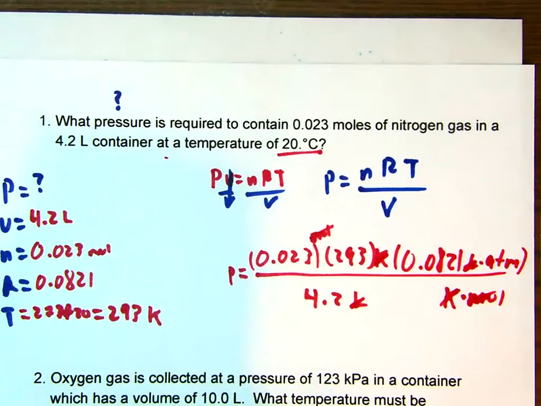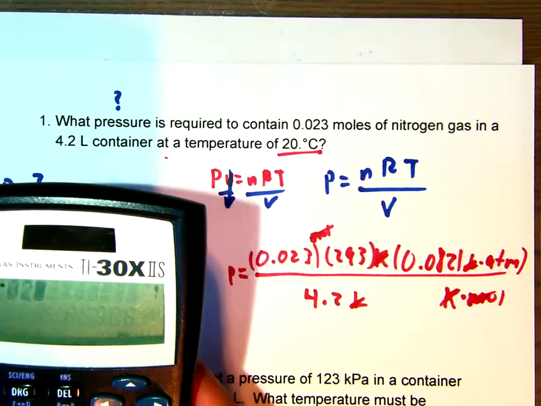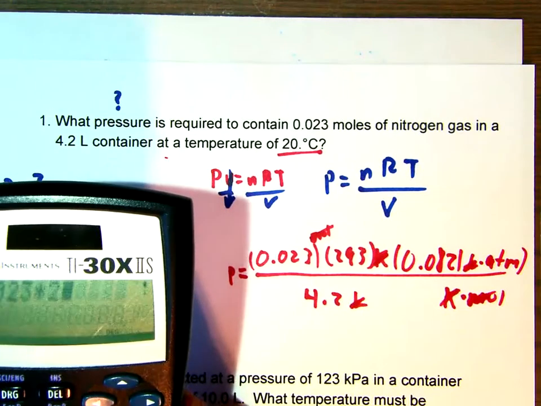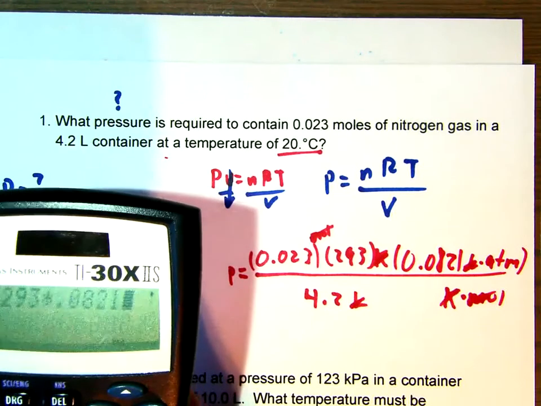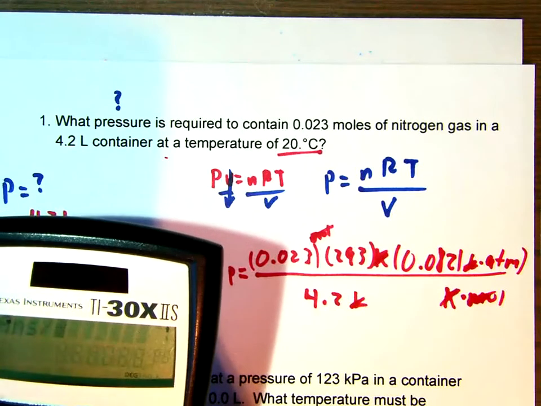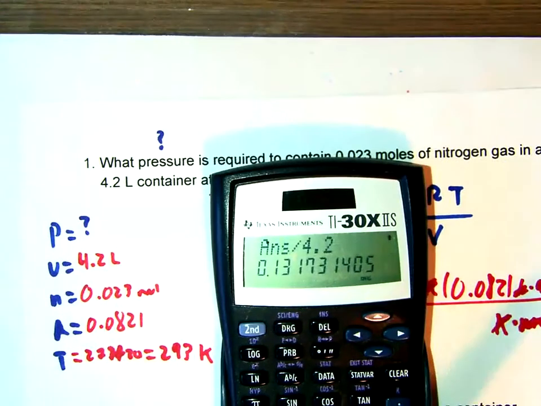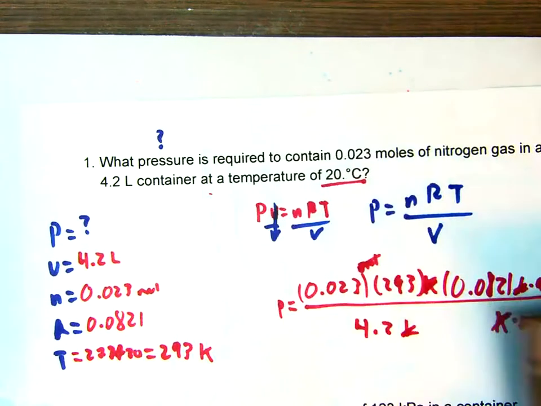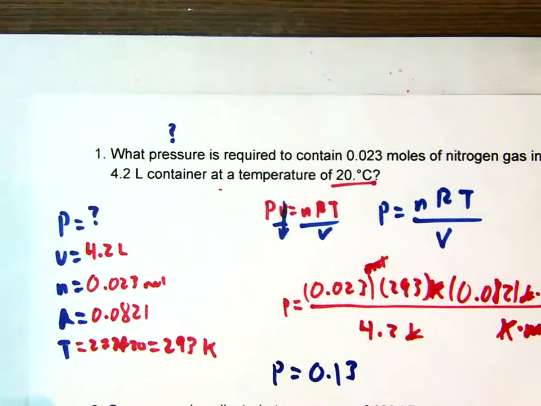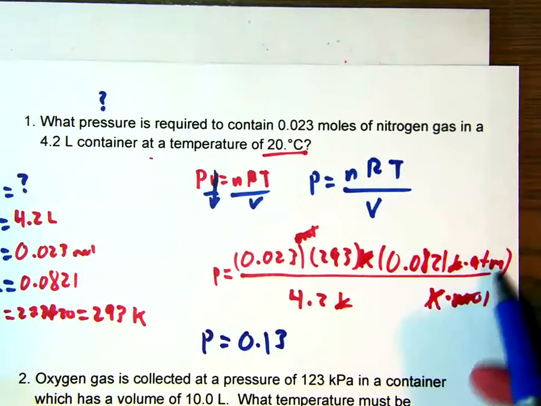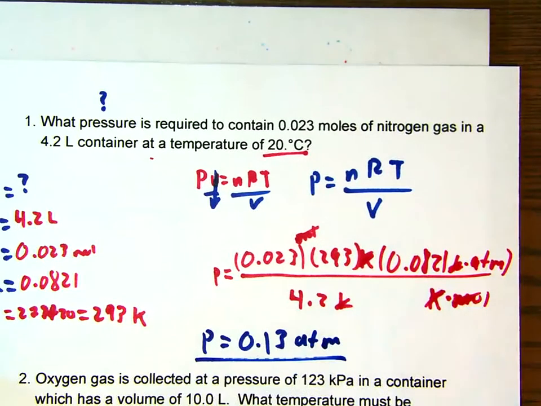So I multiply the top. So I go 0.023 times 293 times 0.0821 equals, and I'm going to divide by 4.2. Okay, and my answer, rounding to the second decimal, is 0.13. So my pressure equals 0.13. What are my units? Well, I was left with atm, which makes sense because I was looking for pressure. It would be atm. Okay, that would be my answer.